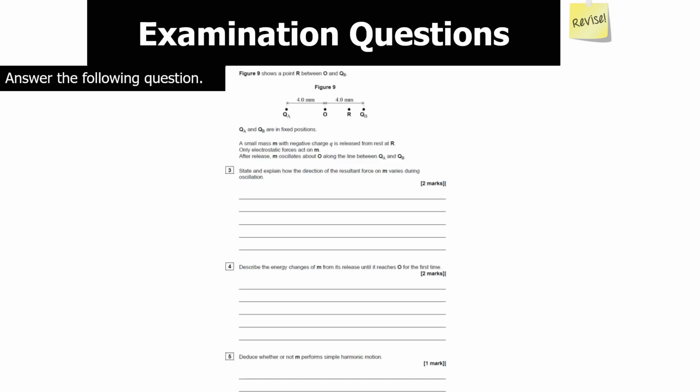The next question says, figure 9 shows a point R between O and QB. QA and QB are fixed positions. A small mass M with a negative charge Q is released from rest at R. Only electrostatic forces act on M. After release, M oscillates about O along the line between QA and QB. State and explain how the direction of the resultant force on M varies during oscillation.